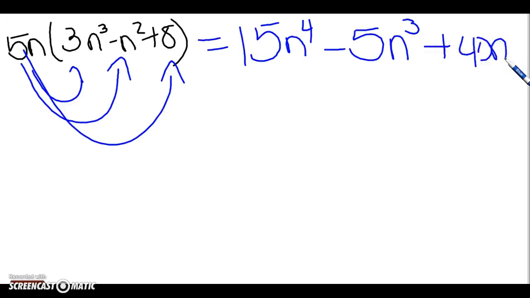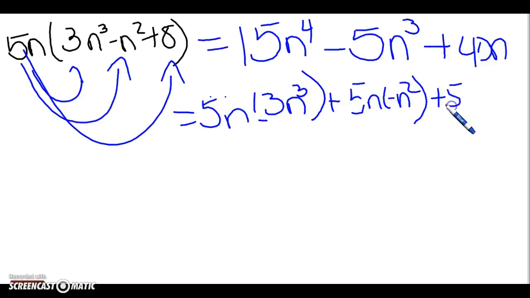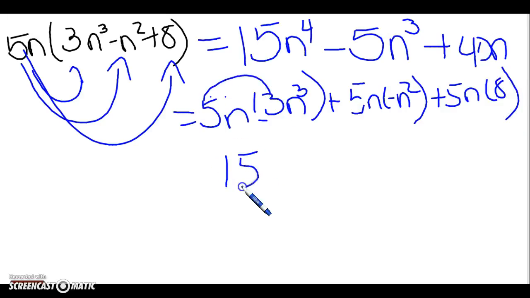And if I break that down even more, just to make sure everybody understands what I did here, plus 5n times negative n squared plus 5n times 8. Okay, so I'm going to multiply this 5 and 3 and get 15. I'm going to add an invisible 1 here. So 1 plus 3 gives me n to the 4th.